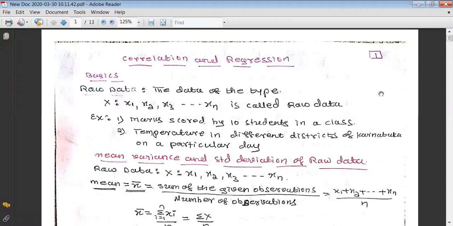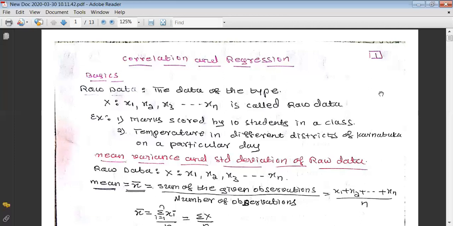Raw data means the data which is of the type X. For a variable X, we find some values, say x1, x2, and so on, xn, which is called raw data. For example, consider the marks scored by 10 students in a class, and we denote each mark as x1, x2, and so on, x10. Such data is referred to as raw data.